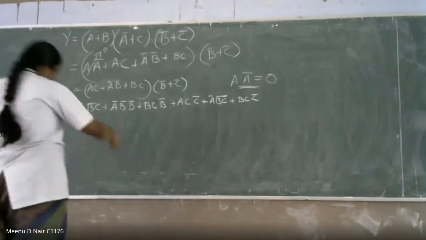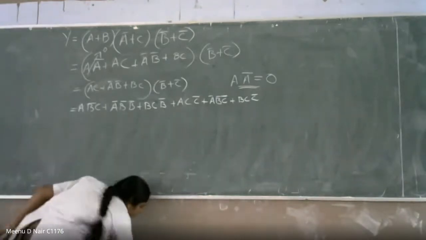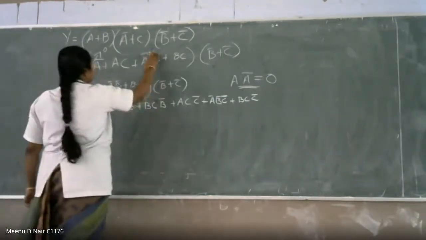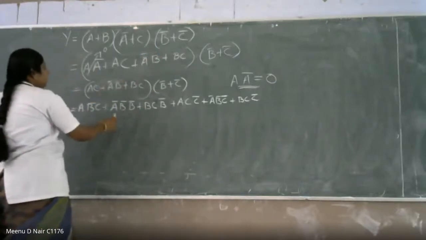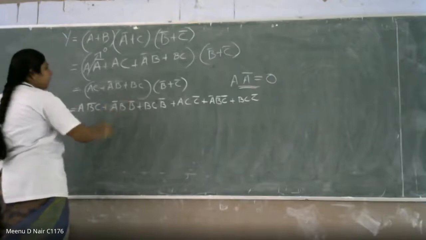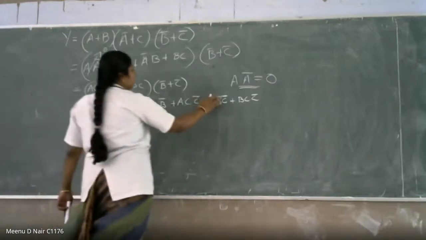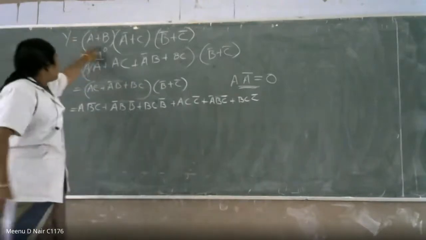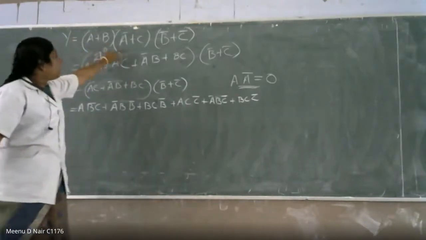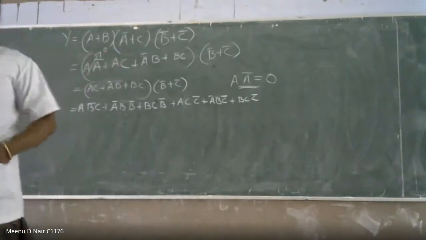Here, what is wrong? This is not B bar, this is B only, right? So this is A bar B. Here also, this one is B only, right? (A plus B) into (A bar plus C), that was the term.